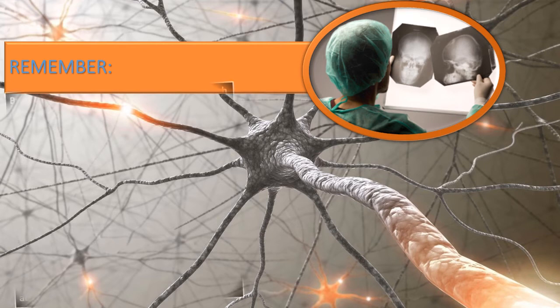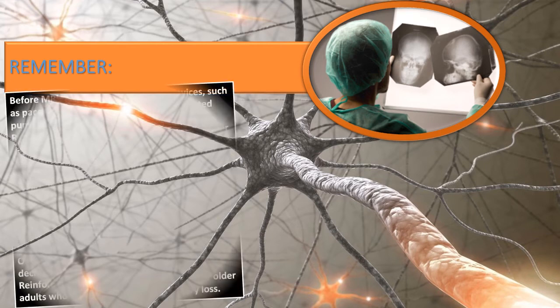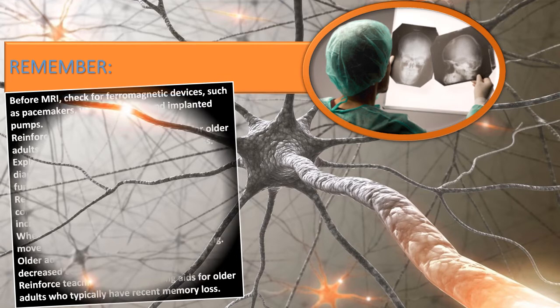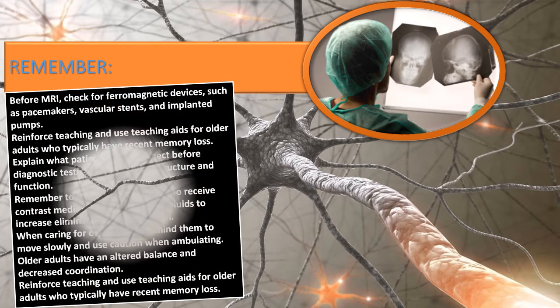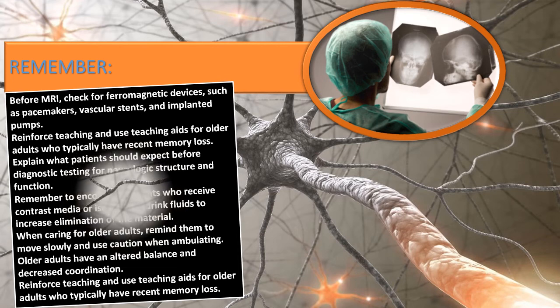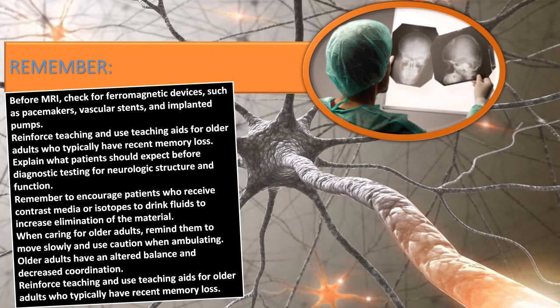Before an MRI, check the patient for magnetic devices such as a pacemaker, a vascular stent, or implanted pumps. You want to reinforce teaching, especially with patients with memory loss or any neurological impairment. You want to explain what patients should expect before and during the procedure.